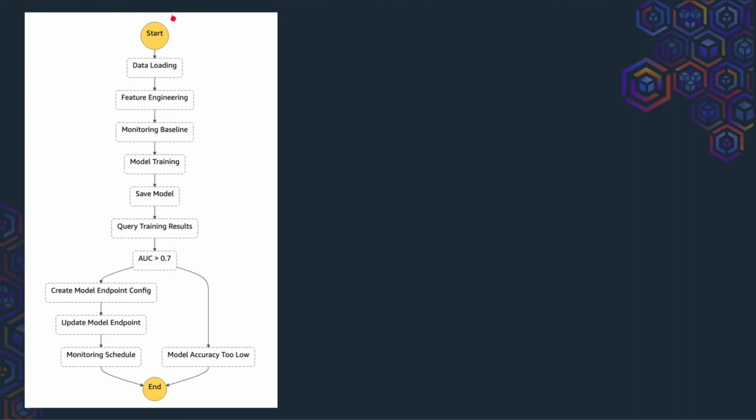So we have the starting point and then the data loading step, feature engineering, monitoring baseline, model training, save the model, and query the training result to get the evaluation result, which is the success metric, and I use area under the ROC curve as the measure. And then the success path includes model endpoint config, model endpoint, and the monitoring schedule. While the fail path just indicates that the model accuracy is too low, and then the workflow will be exited.